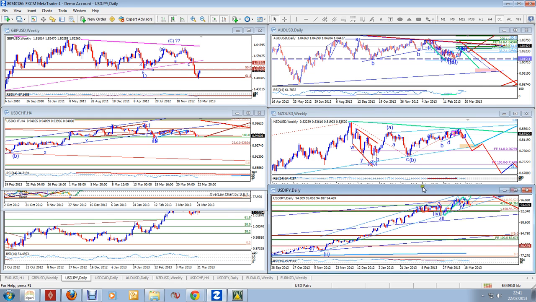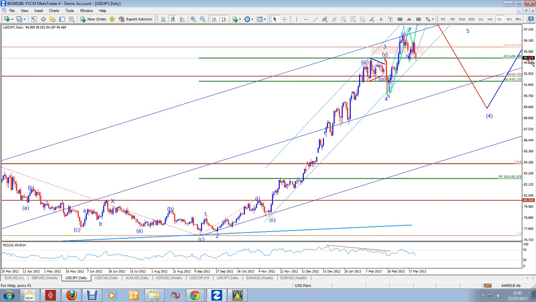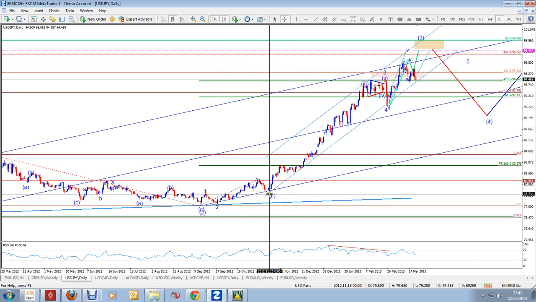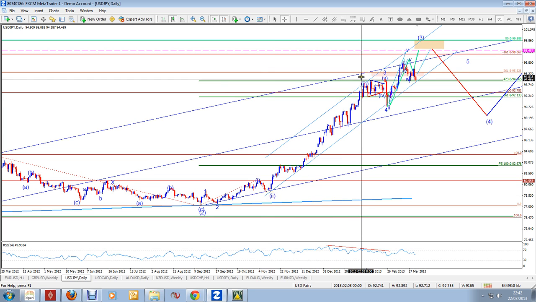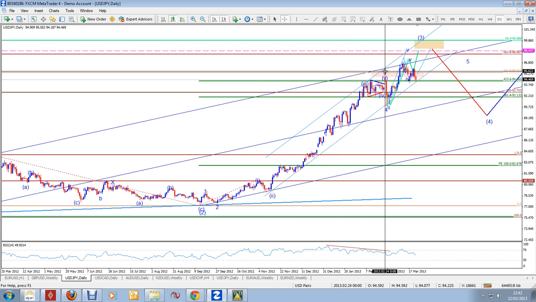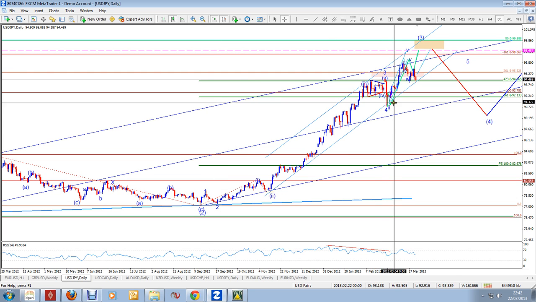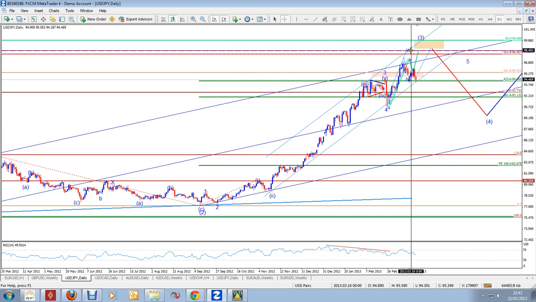Then we look at the US dollar yen. Now the US dollar yen, since the low here, we had wave 1, wave 2, then all of this up to here is part of wave 3, which was wave 1 bracket, wave 2 bracket, wave 3 bracket, wave 4, wave 5. So that gave us a wave 3: 1, 2, 3. We came down for 4, and either we finished the 5 now, or we are still in a process.